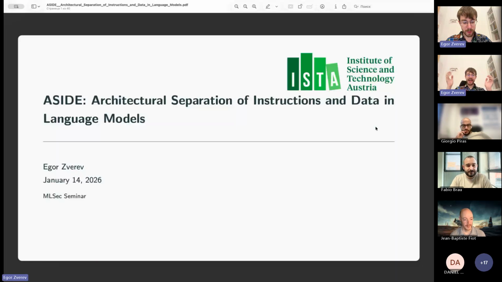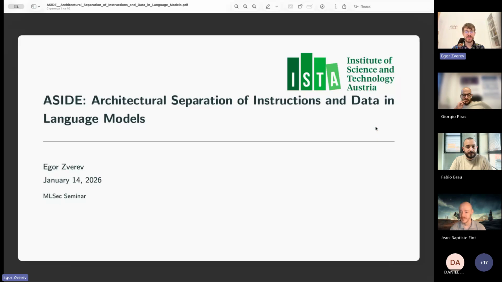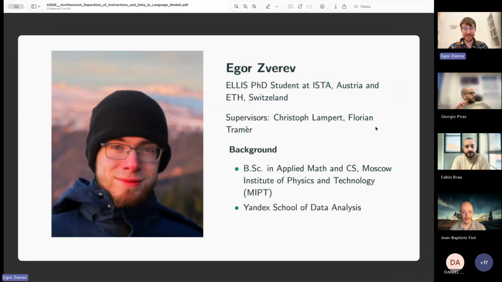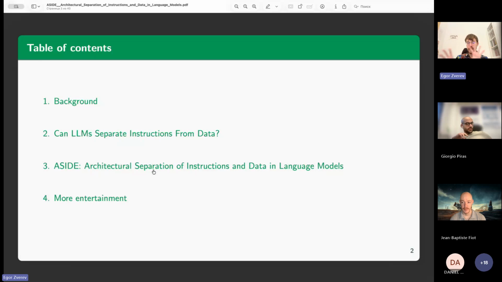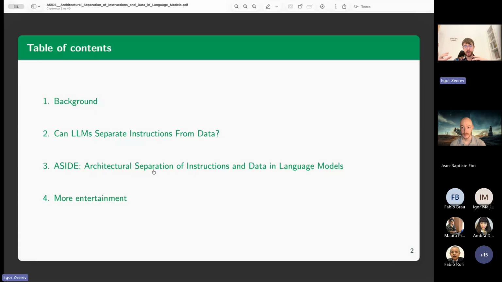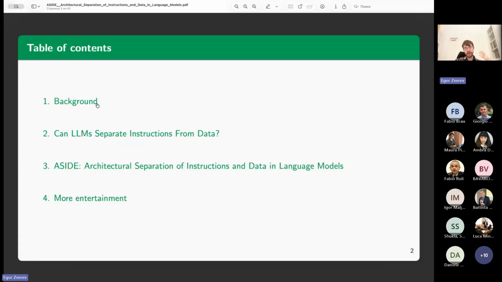Good. Yeah. Hi, everyone. My name is Egor, and today I would like to talk about architectural separation of instructions and data. I will skip my introduction slide because I was already nicely introduced. The main thing I want to talk to you about today is ASIDE, which is a method for enforcing separation between this is instruction, this should be executed, and this is data, this should not be executed, at the level of the model architecture. But before we do this, I will also talk a bit about the background, like what this problem is actually about. And I will also briefly chat about our previous paper where we actually introduced the research topic.